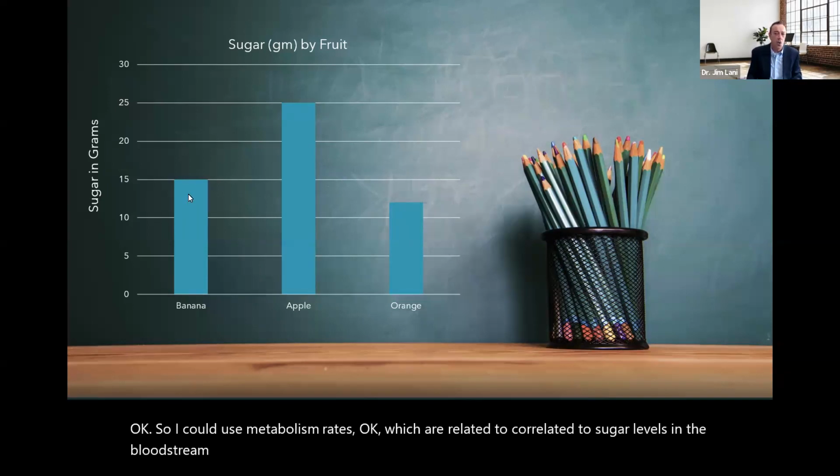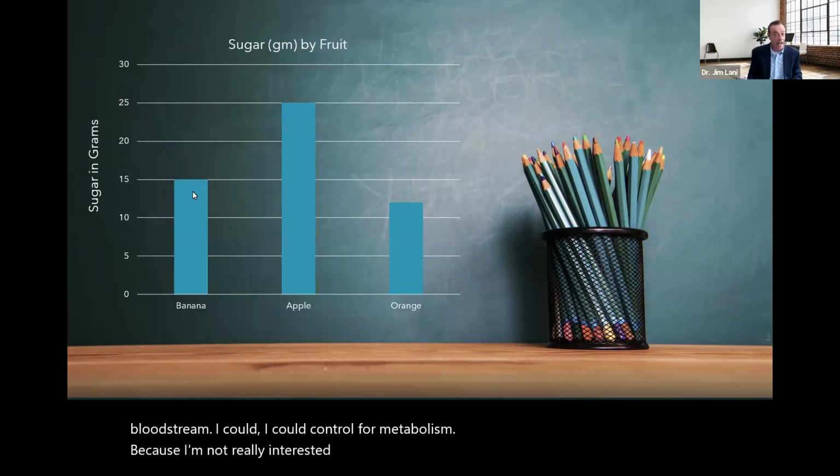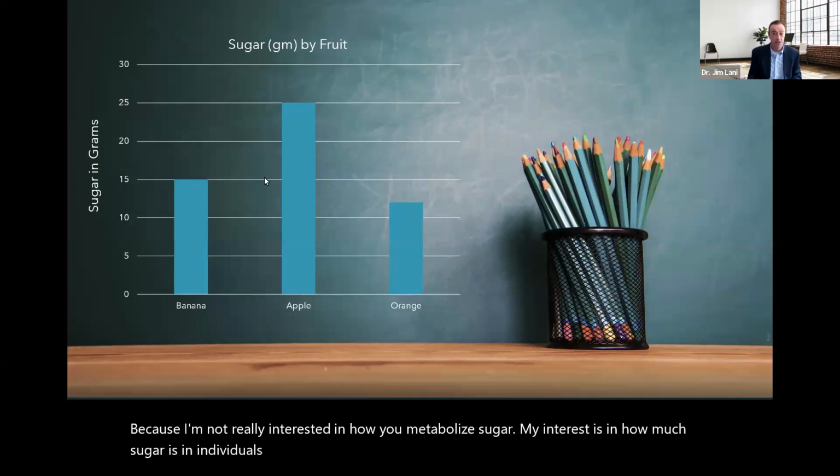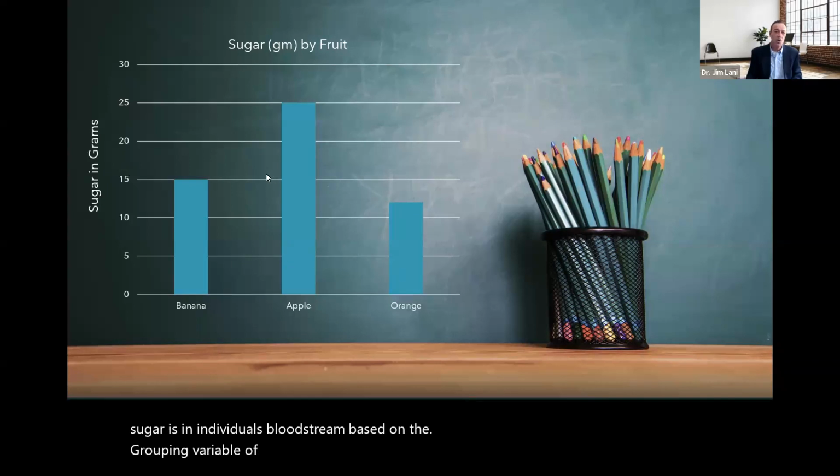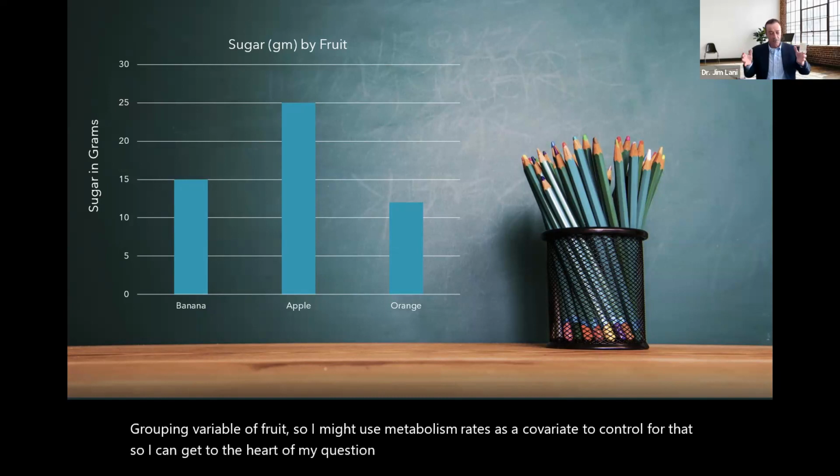I could control for metabolism because I'm not really interested in how you metabolize sugar. My interest is in how much sugar is in individuals' bloodstream based on the grouping variable of fruit. So I might use metabolism rates as a covariate to control for that, so I can get to the heart of my question, which is, what are the levels of sugar in individuals eating these different types of fruit?